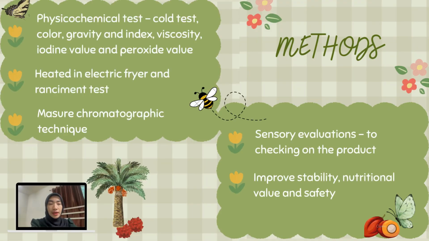For the method, it uses physicochemical tests. First, a cold test, used to check the low temperature stability and color. They also check the specific gravity and refractive index using a hydrometer and refractometer, the viscosity, and the iodine value for the unsaturation level.